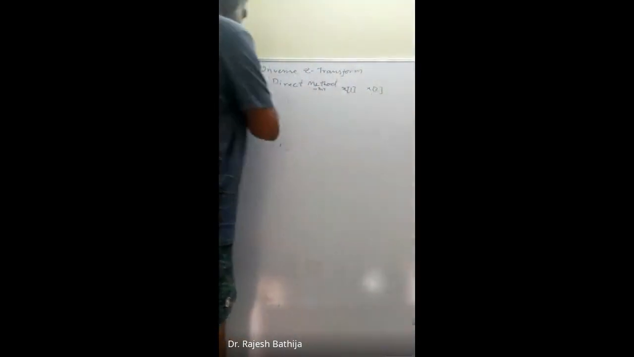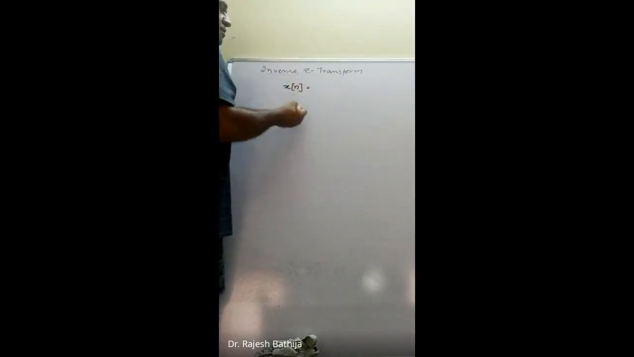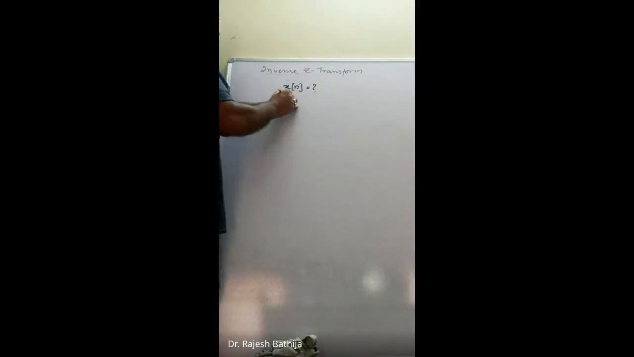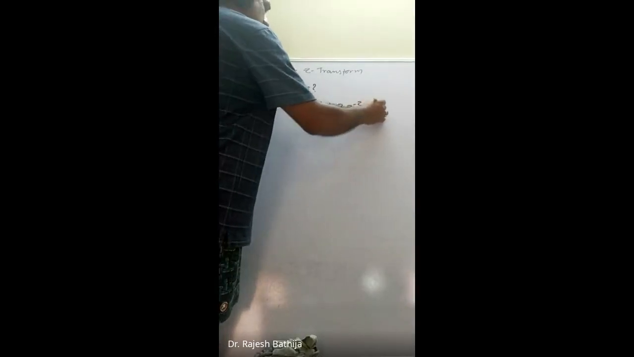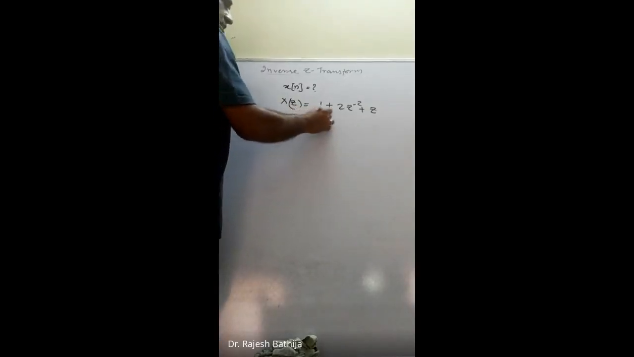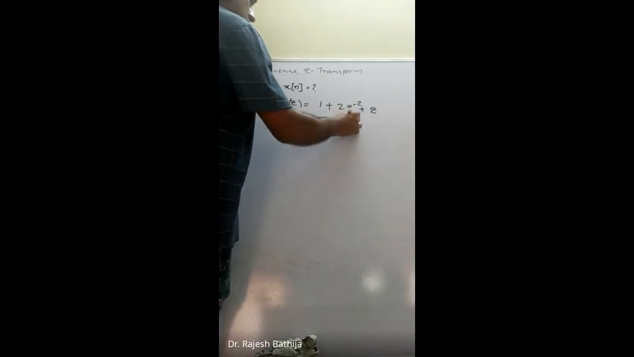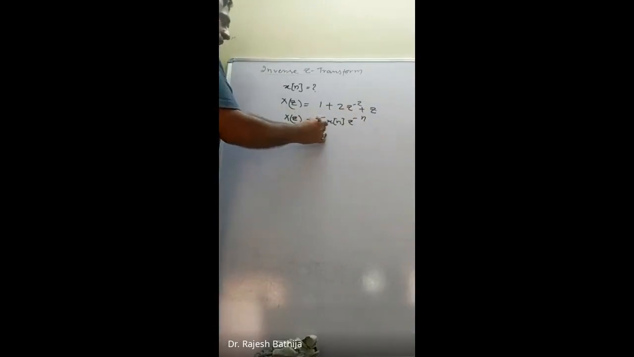The problem is like this. Suppose we have to find x of n, and X(z) is given as 1 plus 2z minus 2 plus z. Suppose this is given to us, right? What we do, we compare this X(z) with x of n z to the power minus n, n equals minus infinity to plus infinity.